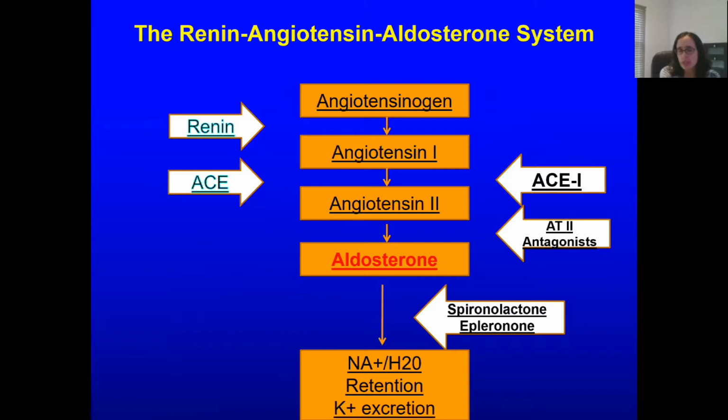So this is where each thing blocks. Spironolactone and eplerenone, for example, are aldosterone antagonists. So these are where our treatments are aimed in the pathway.